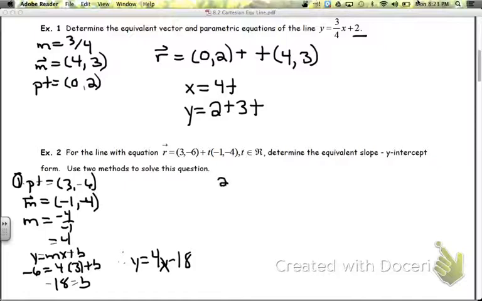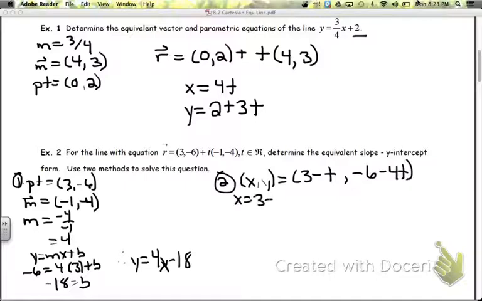Let's look at our second possible way of solving this. What we have here is we can figure out what x and y are. Using our resultant vector here, (x, y) equals (3 minus t, -6 minus 4t). So we have x is equal to 3 minus t, and y is equal to -6 minus 4t. Using the above, we can say that t is equal to 3 minus x.